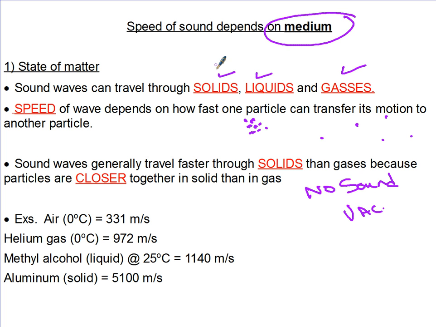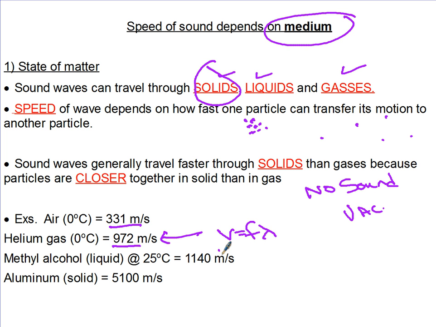But in solids, sound will travel very, very fast compared to liquids. And in liquids, sound travels faster than gases. Now in air, we say that sound travels at 331 meters per second. If I were to change the medium to helium gas, we would see that sound travels at 972 meters per second. Now, V is f lambda.